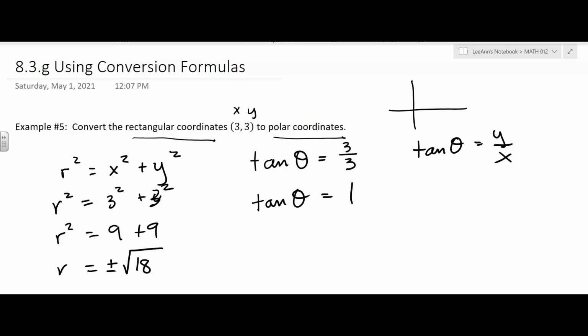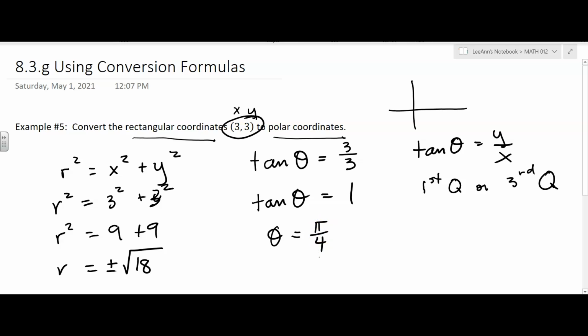Well, you could say it might be in the first quadrant or the third quadrant. But look at the x and y they gave you. That's first quadrant, right? So we've got to be in the first quadrant. And this is going to be pi over 4 then. Theta is going to be pi over 4.